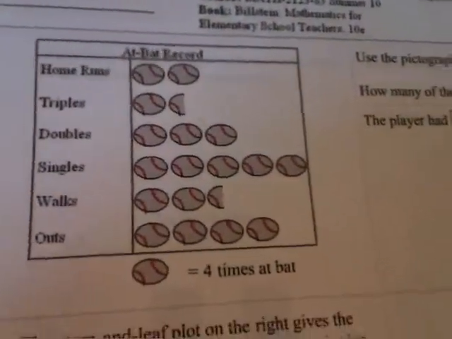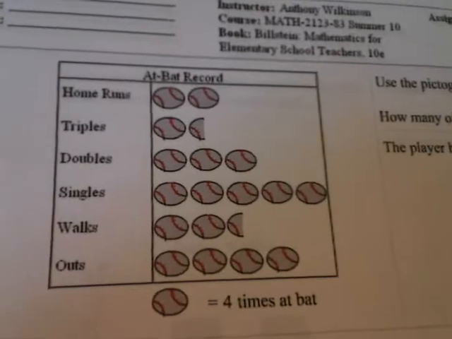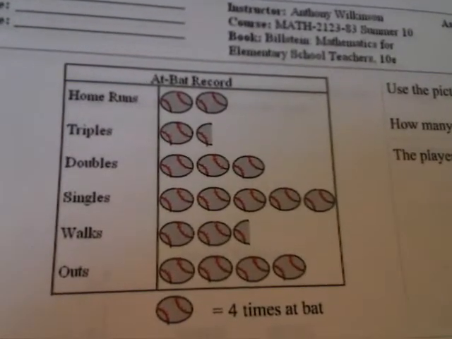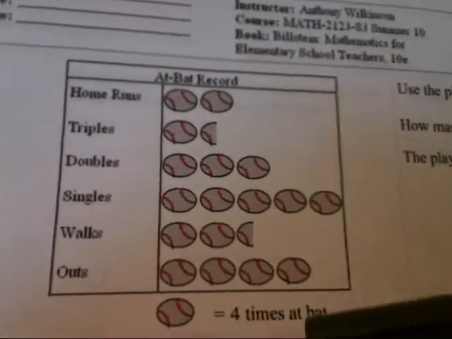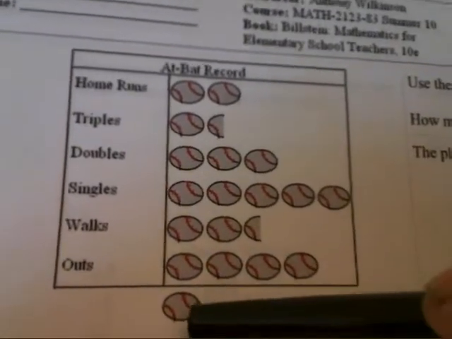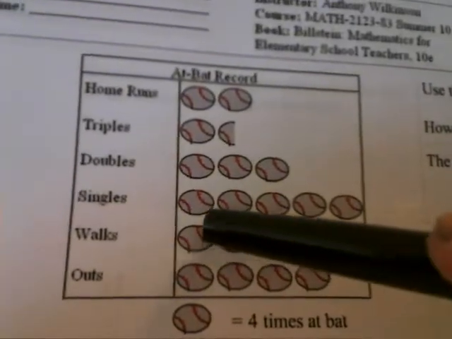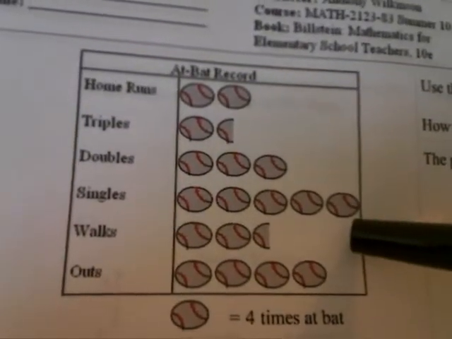And this is the pictograph that we'll be looking at of a player's at-bat record. And we want to find out how many of those at-bats were singles. Now, in this case, we do have the title, and then the icon represents 4 times at bat. So here we look at the row that says singles, because that's what we're trying to find out.